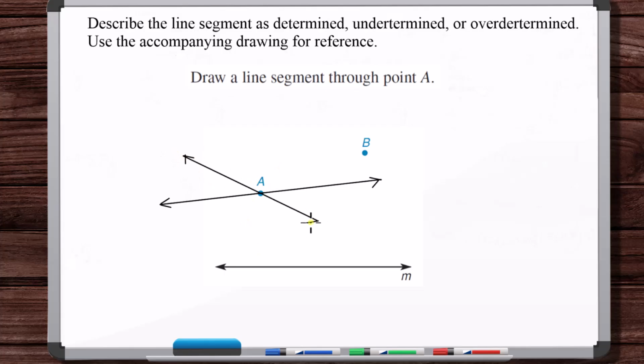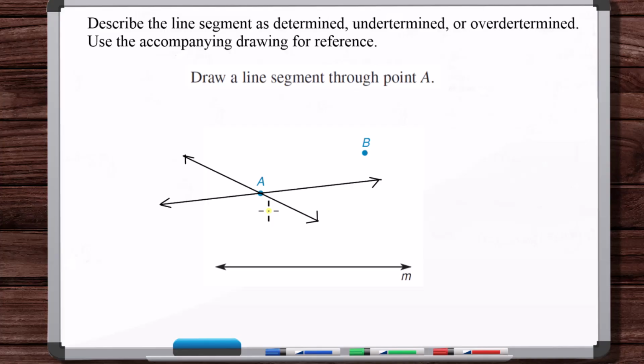Like, what line are you talking about? Is it a horizontal line? I mean, there needs to be more information. That's underdetermined, under constrained. Just saying you're going to draw a line through a point with no other information is underdetermined, under constrained, because there's an infinite number of lines that go through a point.